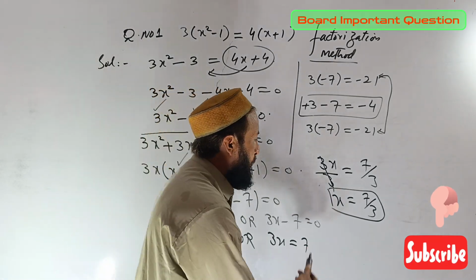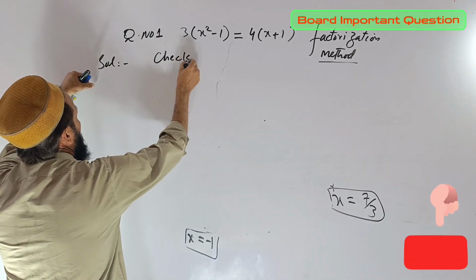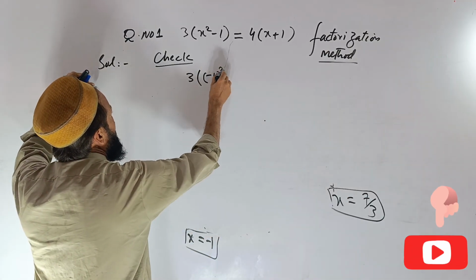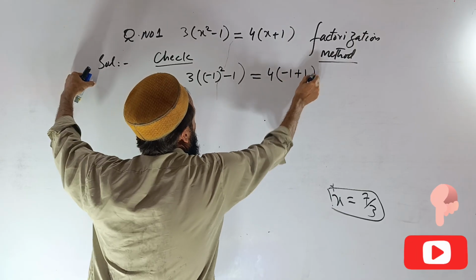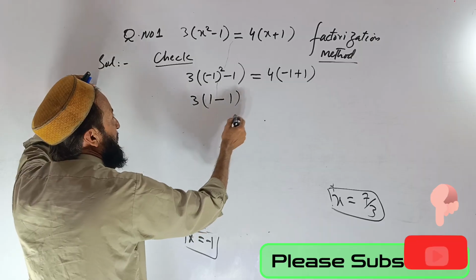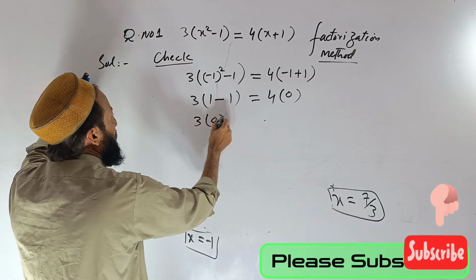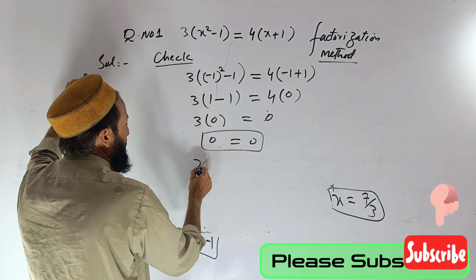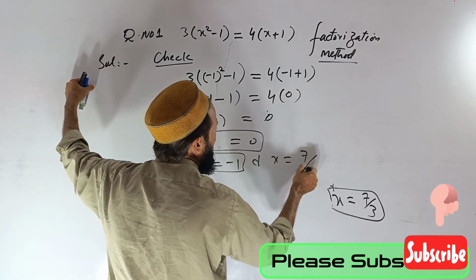You can also check by substituting one of them in the original question. Check. For example, we put in x = -1. On the left, (-1)² - 1 = 1 - 1 = 0, and on the right, -1 + 1 = 0. So 3 into 0 is equal to 4 into 0, so 0 = 0. So our solution x = -1 and x = 7/3.